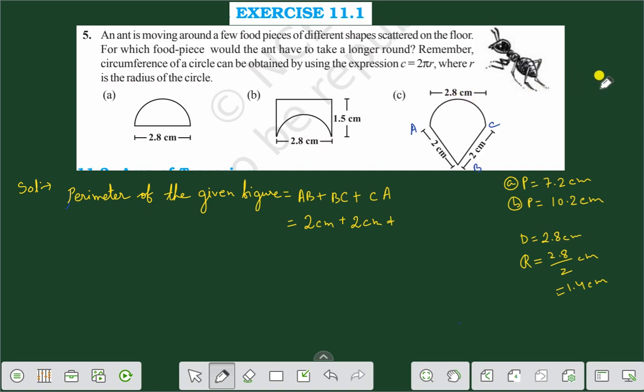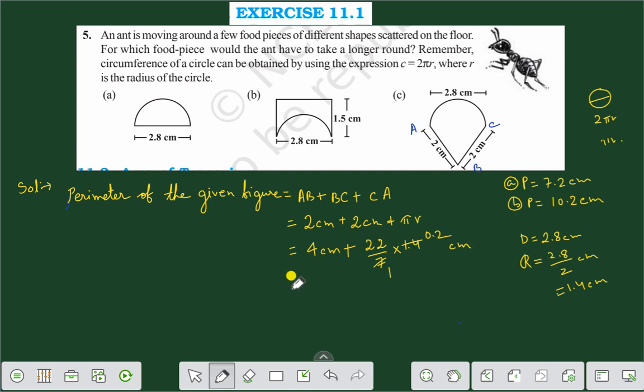We know that the circumference of a circle is 2 pi r. Therefore circumference of half of circle is 2 pi r by 2, that is pi r. Therefore CA is pi into r. Therefore we are getting 2 plus 2 is 4 centimeter, plus pi r. The value of pi we know is 22 by 7, into radius. Radius we got it as 1.4 centimeter. Therefore 7 is 7 and 7 2 is 14, that is 0.2 centimeter.